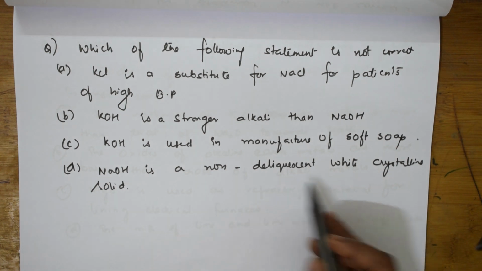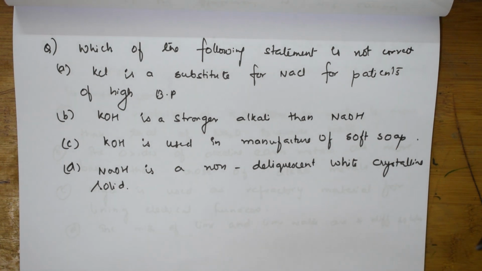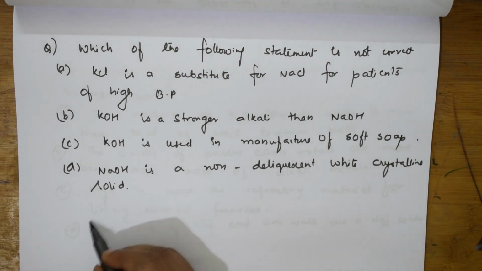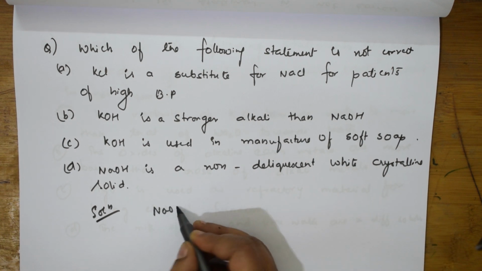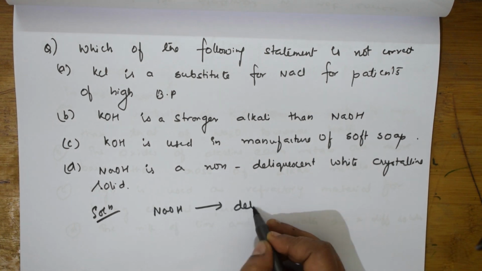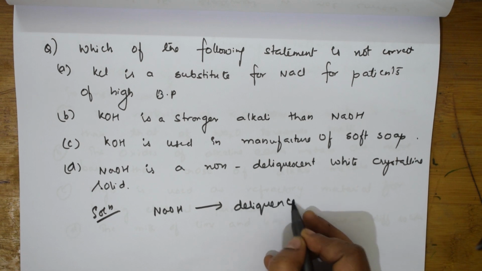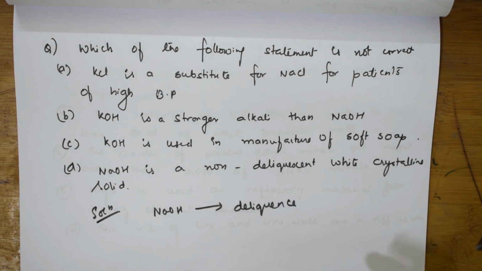NaOH is non-deliquescent. What does deliquescence mean? It absorbs moisture. So it's absolutely wrong, isn't it? Sodium hydroxide pellets, as soon as you leave them at room temperature in your lab, start absorbing moisture, and maybe after 40 or 45 minutes they'll start turning into liquid. So sodium hydroxide is deliquescent. It absorbs moisture, and hence it has to be stored in an airtight container.